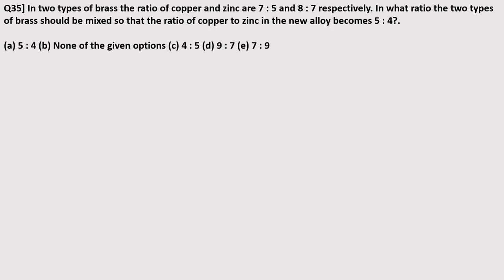Now this is question number 35. In two types of brass, the ratio of copper and zinc are 7:5 and 8:7 respectively. In what ratio the two type of brass should be mixed so that ratio of copper and zinc in the new alloy becomes 5:4? Copper and zinc. Now this type of questions we have done a lot, so it must be a cakewalk for you now. This is 7:5 and this is 8:7, and finally it is becoming 5:4.